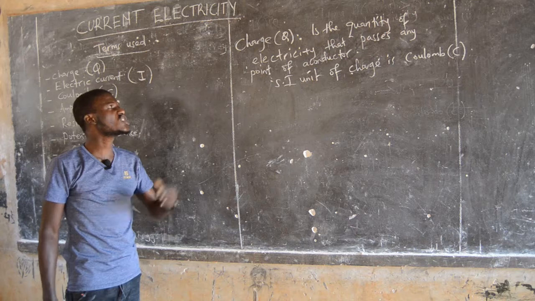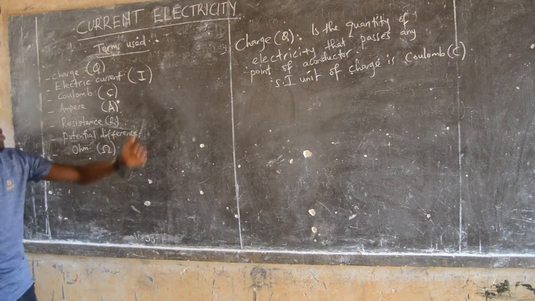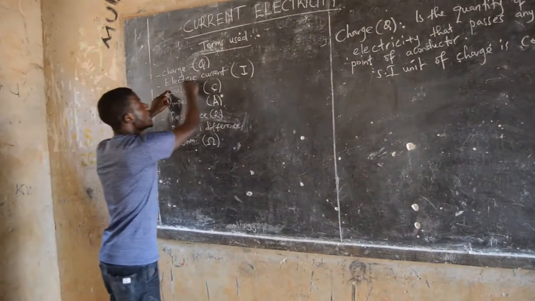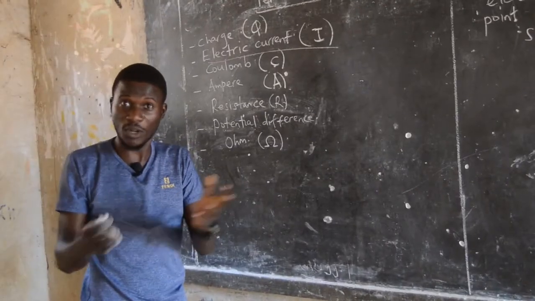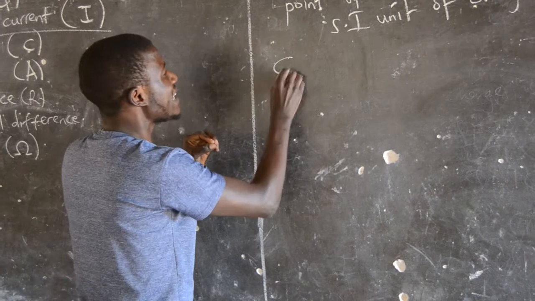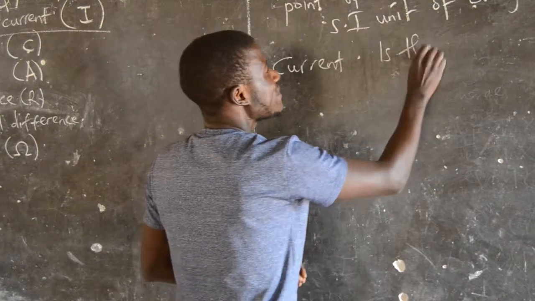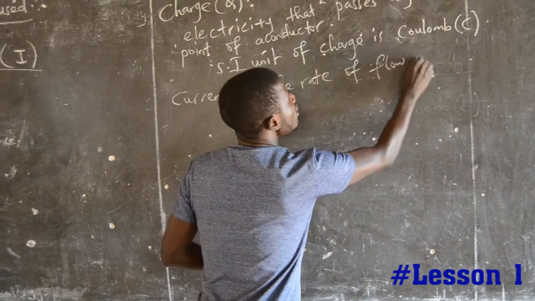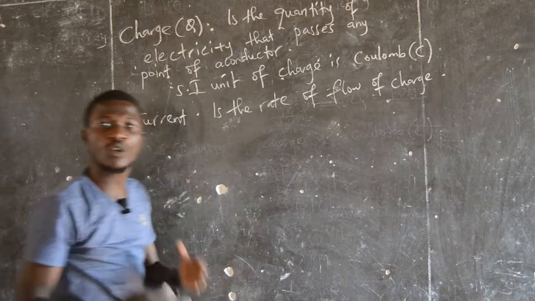That is the SI unit of charge. Are we together? It's Coulomb. But then we have what we call electric current. I'll talk about what a Coulomb is in simple terms, don't worry. Then electric current. Now this electric current is the rate of flow of charge. Is the rate of flow of charge.